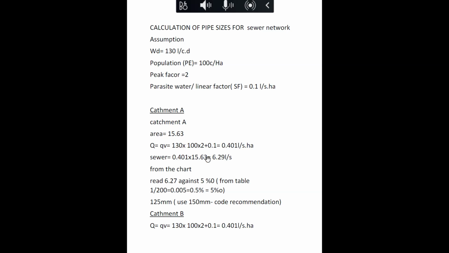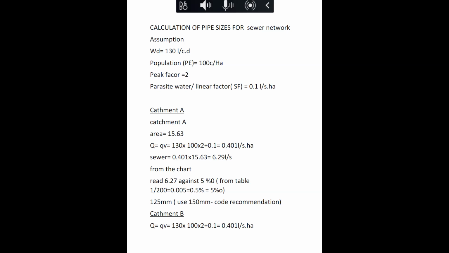With this, you go to your charts. I cannot teach the chart again because I've covered it in water rectification. So go to that nomogram and read off what is equivalent of 6.29. But the rule for sewers says that the minimum sewer pipe you must use is 150 mm. Please take note of that. The minimum pipe size you must use for your infrastructure work is 150.